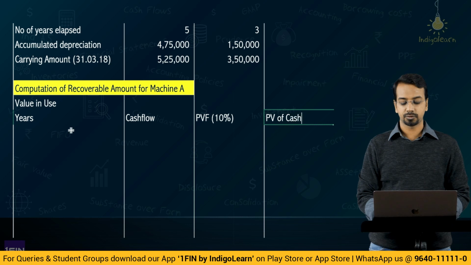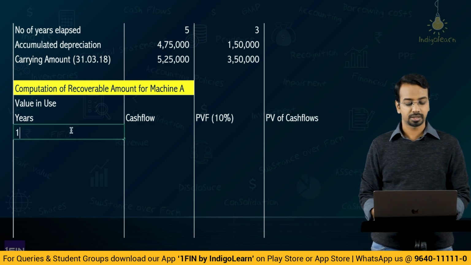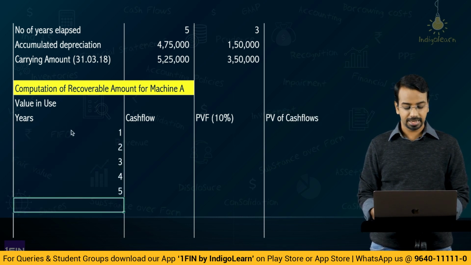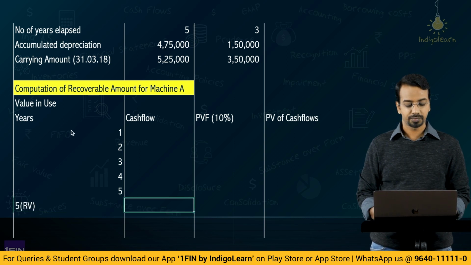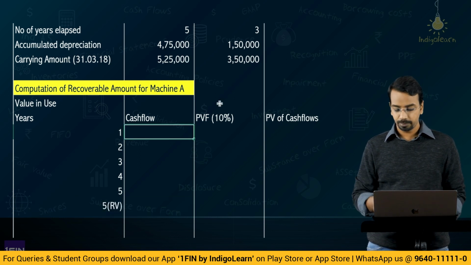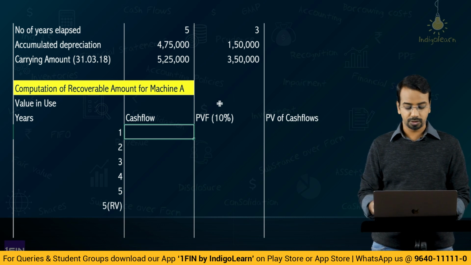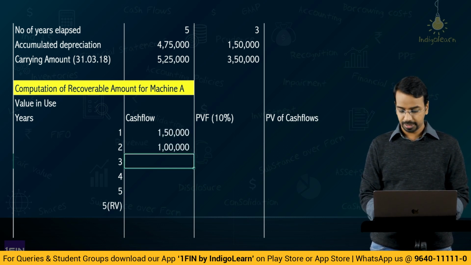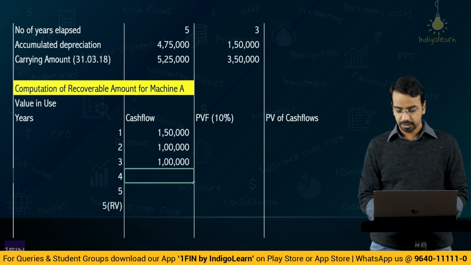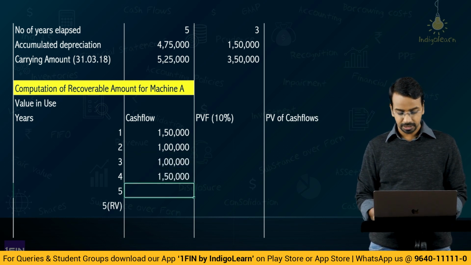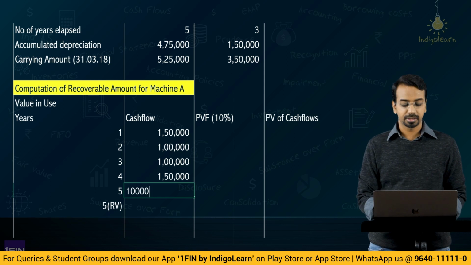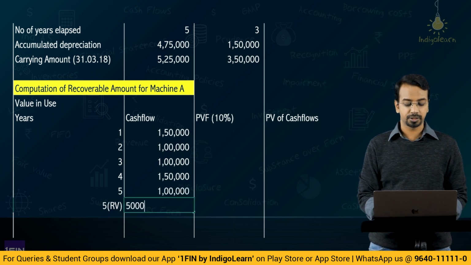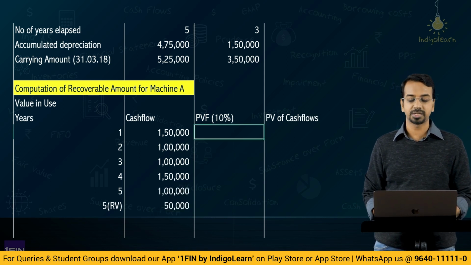of cash flows, right. So, years are 1, 2, 3, 4, 5 and the last one for residual value. Okay. The cash flows are given to be 1 lakh 50,000, 1 lakh, 1 lakh, then 1 lakh 50,000, and in year 5, 1 lakh cash flow and 50,000 of residual value. Okay. Now, what is the present value factor at 10%?